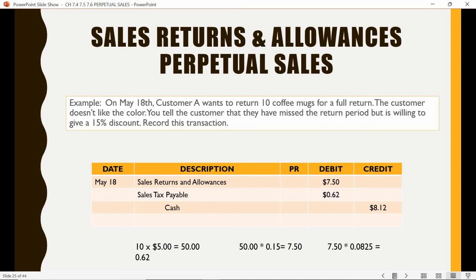So we still need to figure out how much did I sell those 10 mugs for? In this case, 10 times $5, which is what you sold it for, is $50. But I'm not giving all $50 back to them. I'm only giving 15% of that money back. So 50 times 15% gives me $7.50. Okay? I need to figure out the tax on that, which is going to be the 62 cents. So in this case, that means I need to give back $8.12.